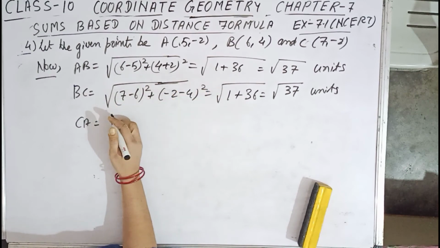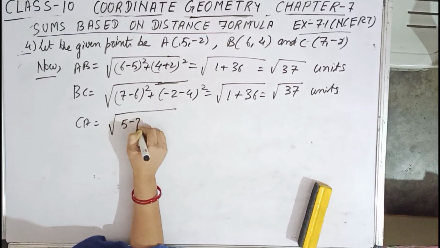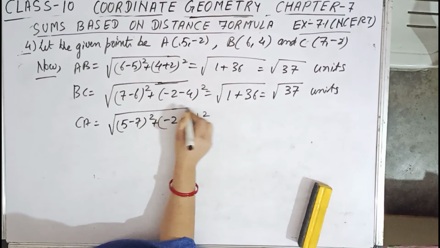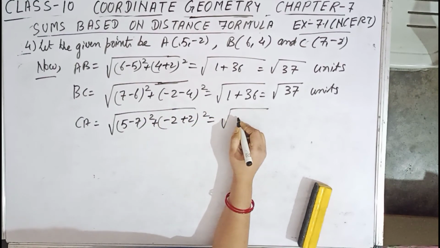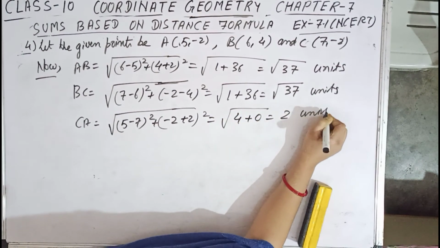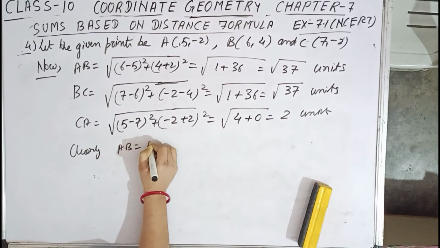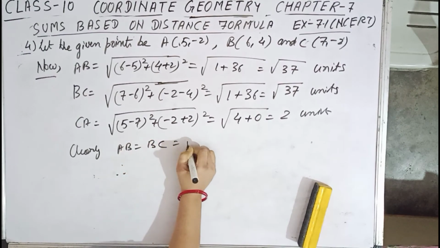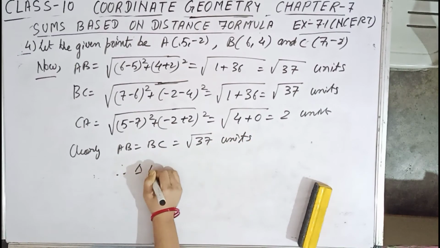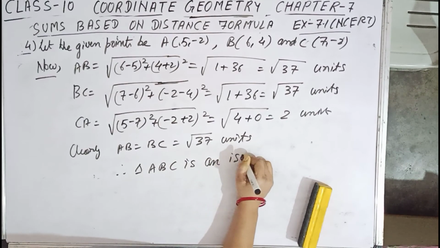Now even then I am finding CA. Now CA is equals to x2 minus x1, so 5 minus of 7 whole square plus of y2 minus of y1 whole square. So this will be equals to minus 2 square, that is 4, and over here 0. So this is equals to 2 units. Now clearly AB equals to BC, therefore equals to under root 37 units. Therefore triangle ABC is an isosceles triangle.